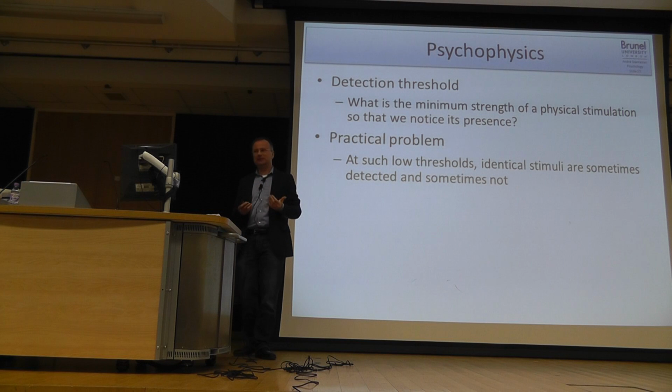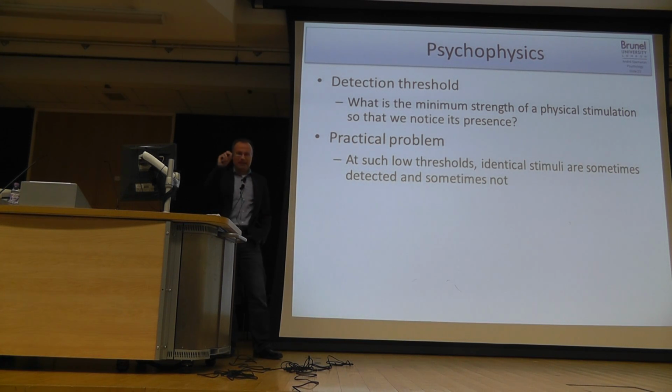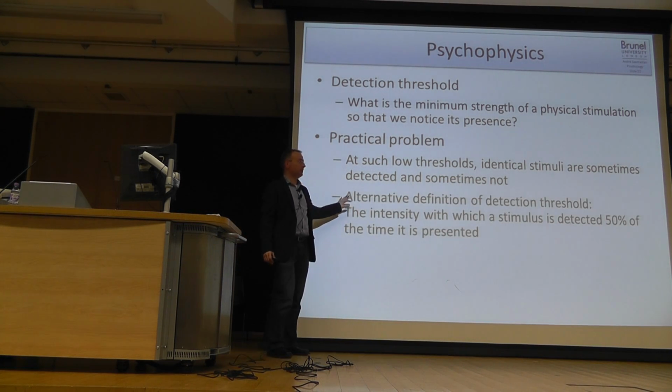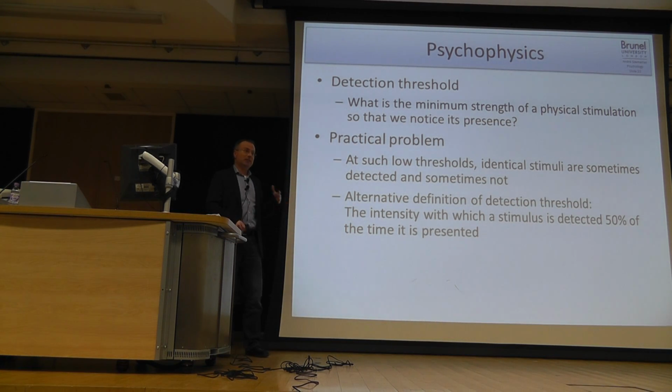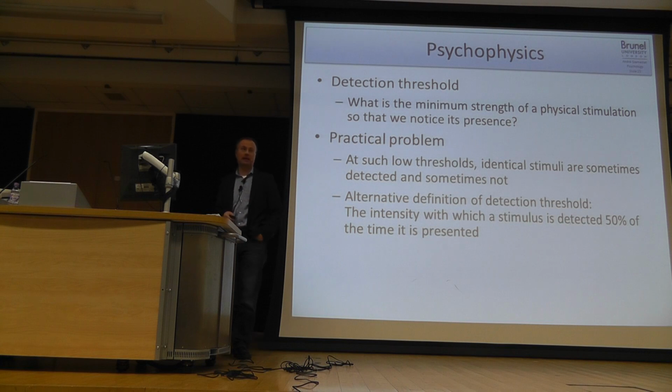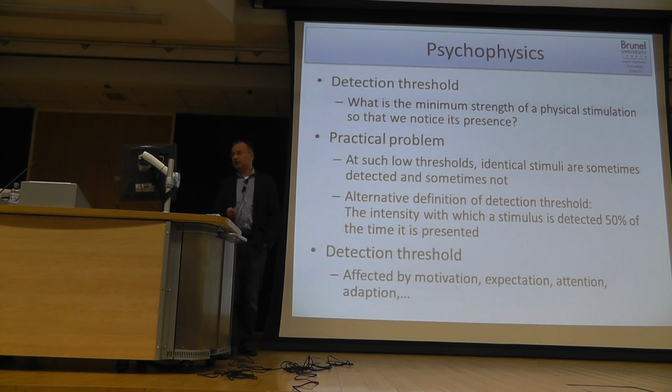Of course, we have a practical problem here, because when we work at extremely low thresholds, just at the border of being able to be detected, then the same stimulus is sometimes detected and sometimes not. Because we have some natural noise in our systems as well. We have effects of attention as well. Maybe we just paid attention to that spot in our visual field where it's detected, and the next moment we didn't. So an alternative definition of a detection threshold is sometimes that it's the intensity at which 50% of the stimuli are detected. So we account for this baseline noise we have in our systems and these effects. And that's a definition. So that means sometimes even lower stimuli may be detected. So as I said, this threshold is affected by motivation, expectation, attention, adaptation, things like that.